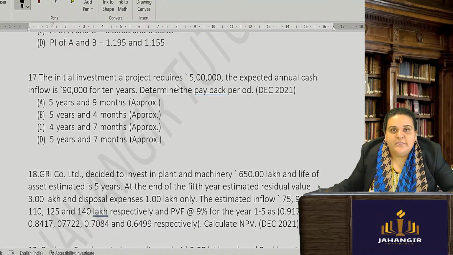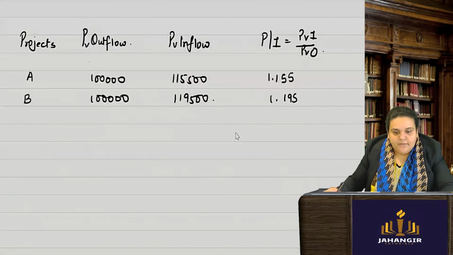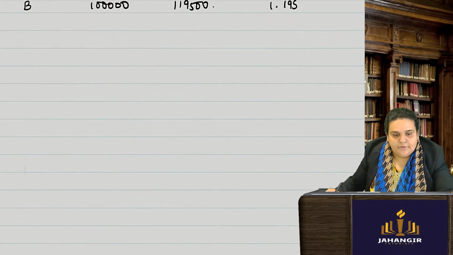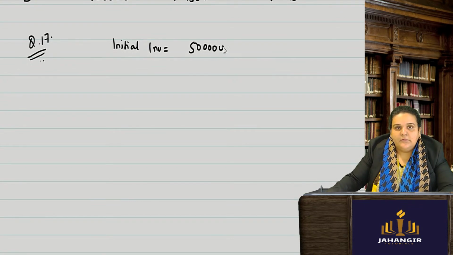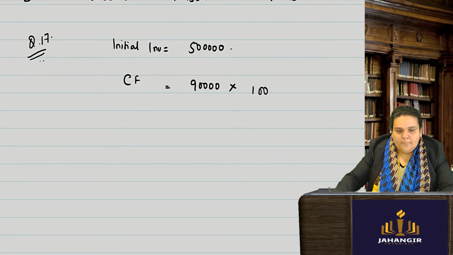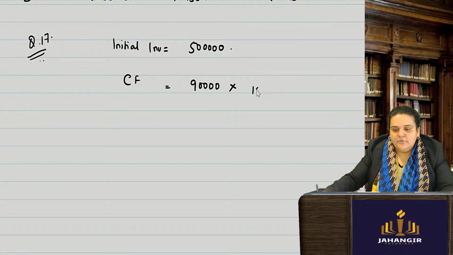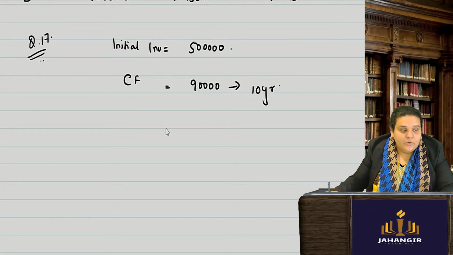Okay. Now let's go to question number 17. Initial investment of a project requires 5 lakh rupees. Expected annual cash inflow is 90,000 for 10 years. Determine the payback period. Again, payback period, you see. Payback period is important. Question number 17. Initial investment is equal to 5 lakhs and my cash flow is going to be 90,000 for 10 years. Do not multiply. For 10 years, 90,000 will be my annual cash inflow.